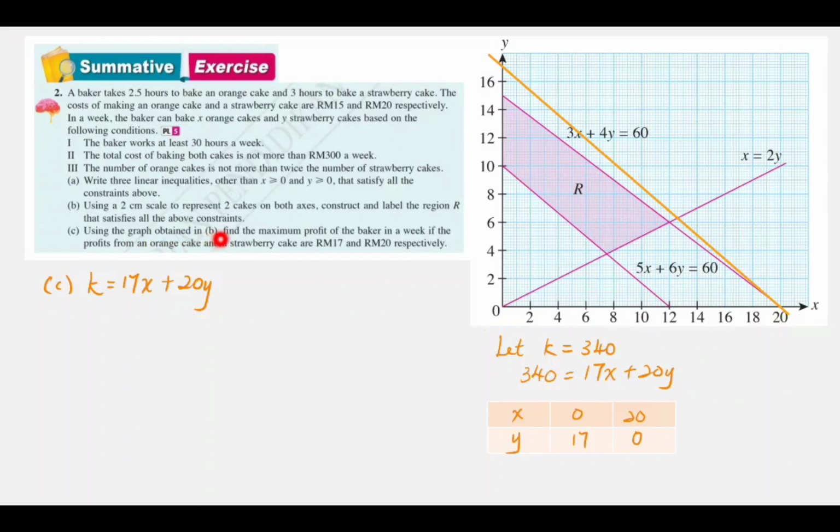Then find the maximum profit of the baker. When we want maximum profit, we want the last point, from the origin until the very last point.